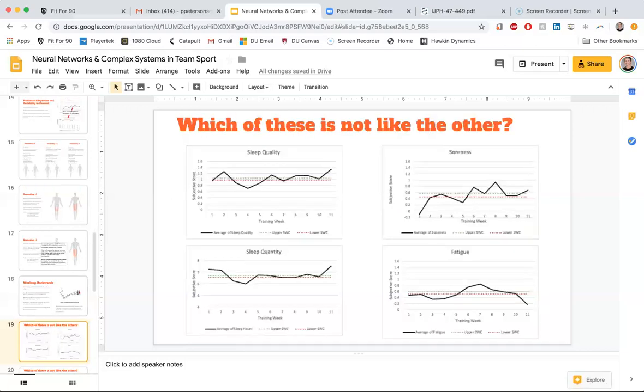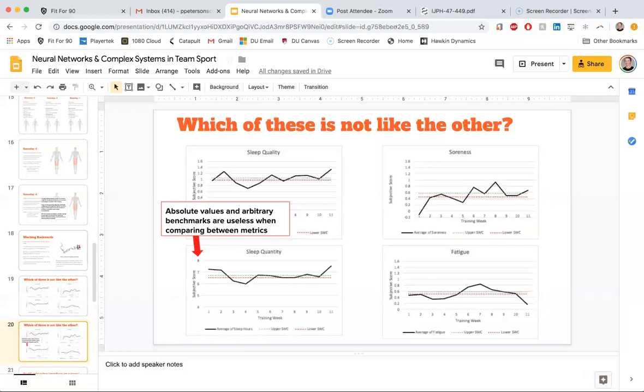So with that being said, it's kind of interesting to go through and look back at the data in terms of weeks 1 through 11 till we get to that midpoint of the season. And right off the bat, which one of these jumps out? It's got to be that sleep quantity, right?